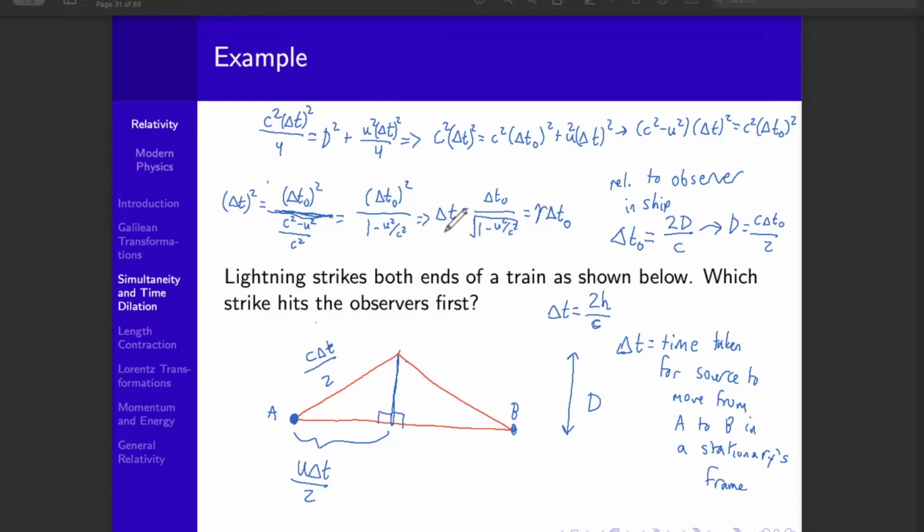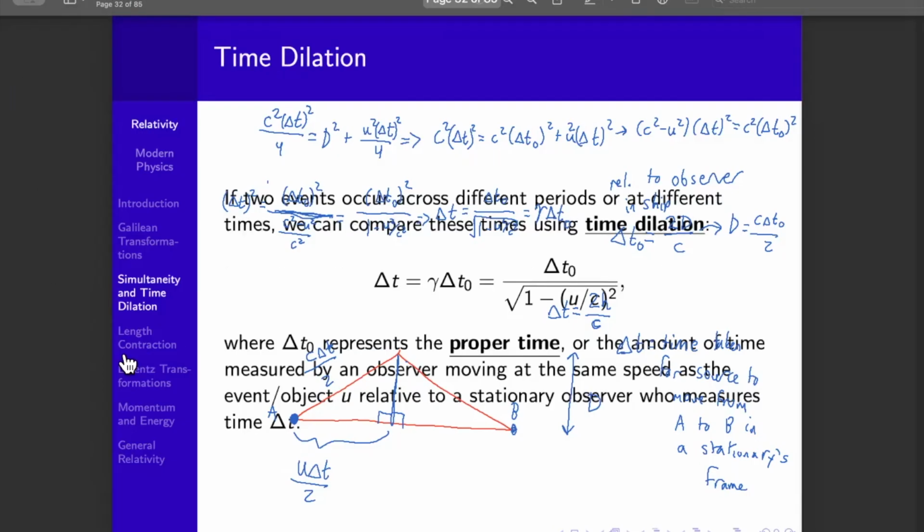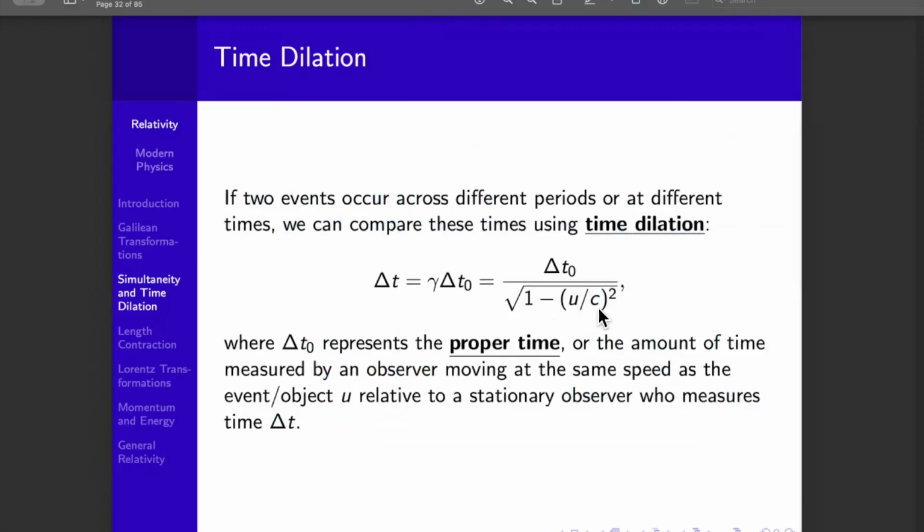So the stationary clock should read a larger time than the moving clock. I'm going to go to the next slide now because the equation is typed out here, and you can see exactly how it looks. It's exactly the same thing that we just derived.